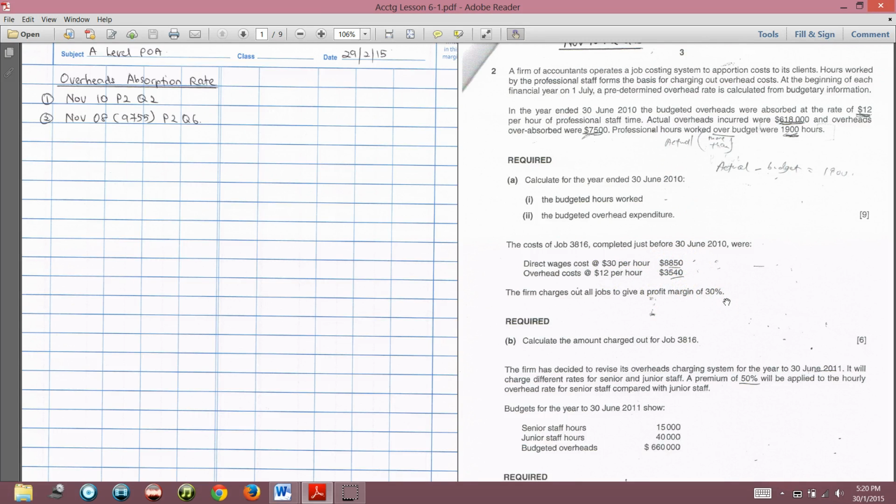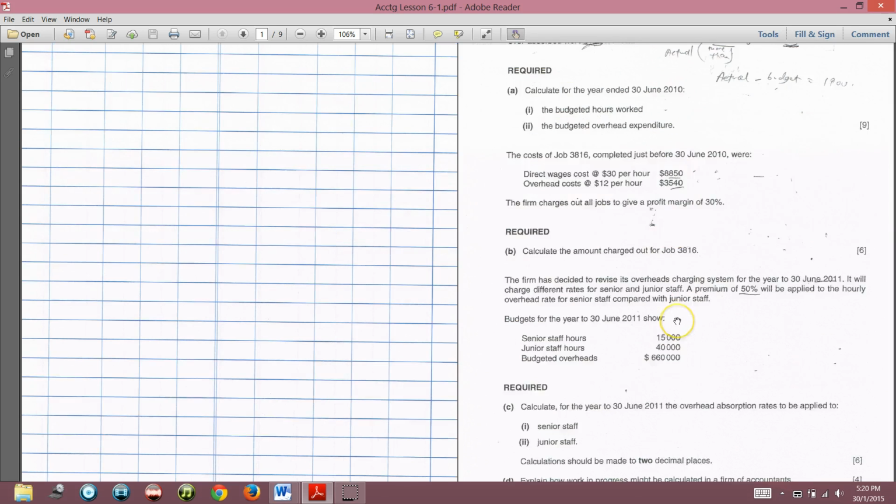So now, are you clear? What is the cost? Can you take your calculator and add 8850 plus 3540? 8850 plus 3540 equals 12390.